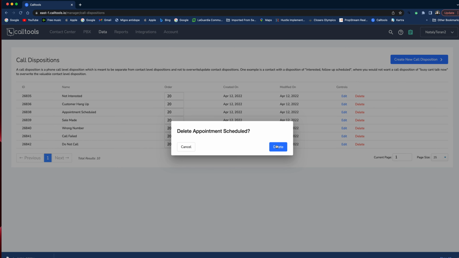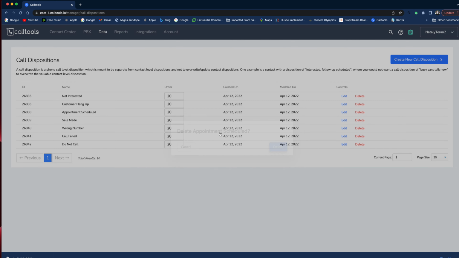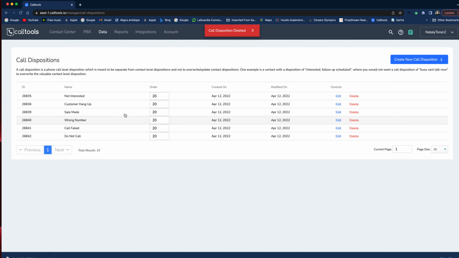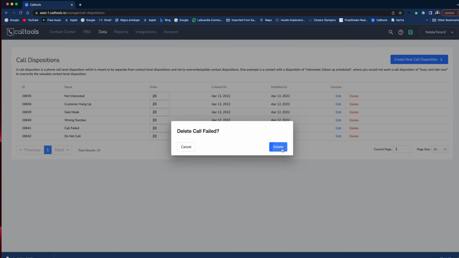The reason I don't use these is because this is a dialer for my virtual assistant just to figure out if they're interested. Then I'm going to go ahead and call them with the real price and all that stuff and walk them through the sales process. But my VA is not going to be making any sales process through here, so not interested, customer hang up. Sale made, I guess you could put sale made if you closed them before or it's someone you're already working with. Sale made, wrong number, call failed, I don't use that.